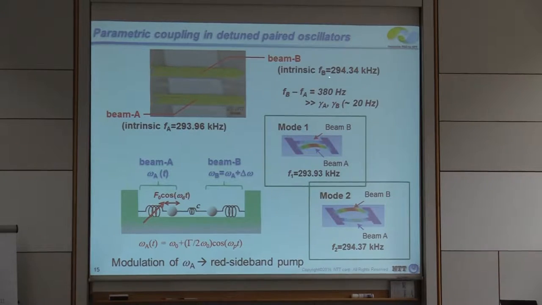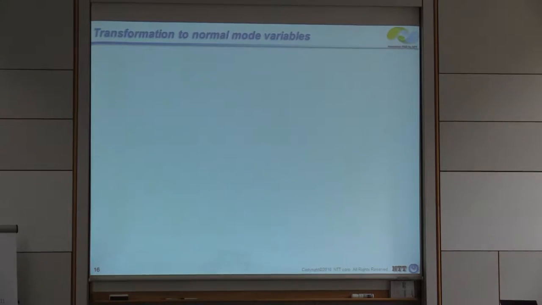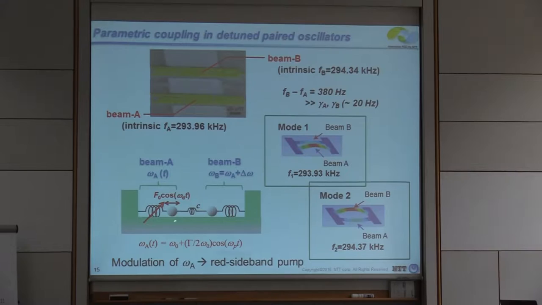The frequency of beam A is 293.96, and the other is 294.34. This frequency difference is much larger than the peak width of the resonance. So mode 1 and mode 2 are dominated by beam A or beam B, and in that sense there is very small coupling between these two modes. But what we want to do is make resonant frequency modulations, as I explained in the previous slide. We modulate the resonant frequency of beam A only, and if this modulation frequency, omega pump, is equal to the frequency difference, you can induce parametric coupling between these two modes.